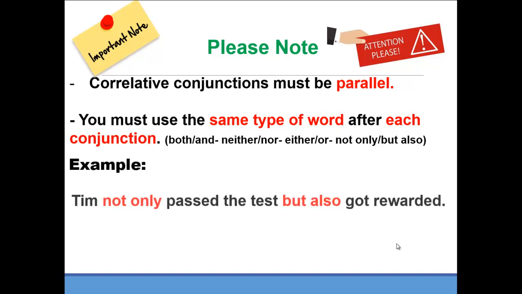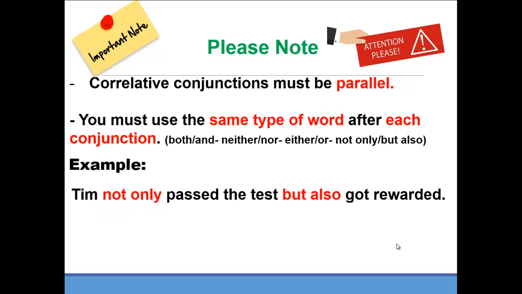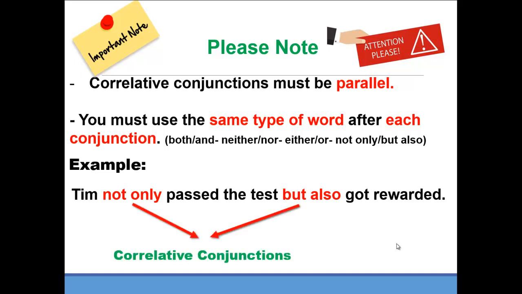For example, Tim not only passed the test but also got rewarded. What words are used together to join parts of this sentence? Great, not only but also. Not only but also are correlative conjunctions. The first conjunction is followed by the verb passed. The second conjunction should also be followed by a verb, which is got.